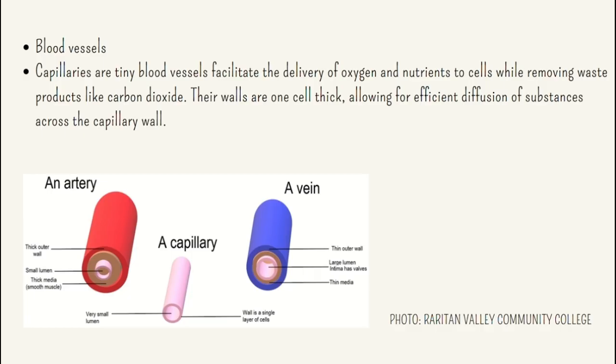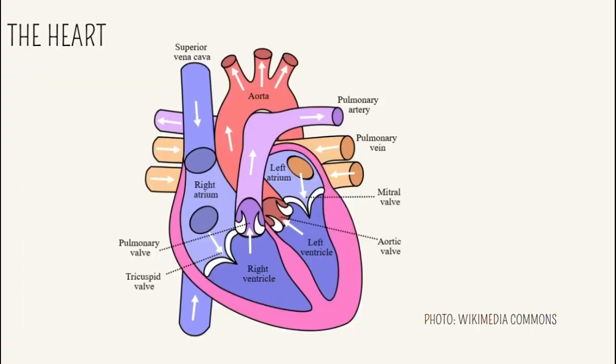Basically it's about surface area. That's why it has such a small diffusion distance, because it's one cell thick. And obviously diffusion works best through shorter distances and thinner walls. So that is why it's like that.